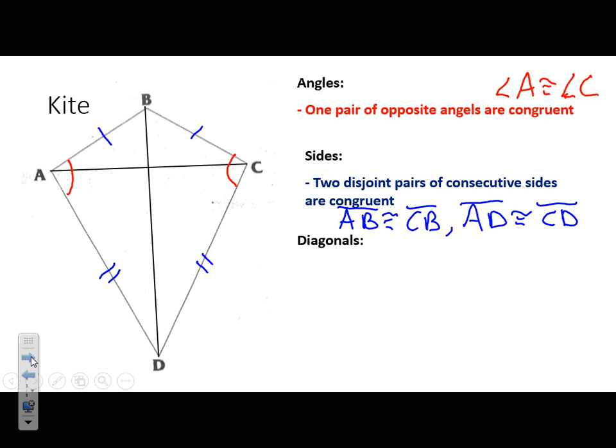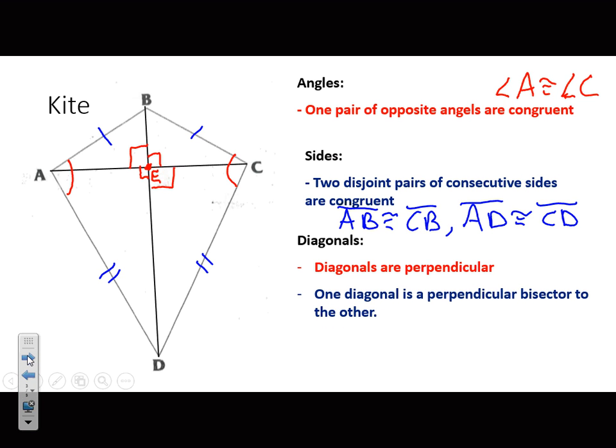Alright, now let's talk about some diagonals, shall we? The diagonals are perpendicular. That means when they meet right here at this point, all of these angles, ladies and gentlemen, are going to be right angles. So make sure you put these in. Make sure you're getting all this written down and all of these put into your picture, alright?